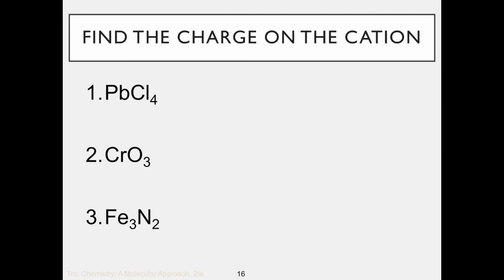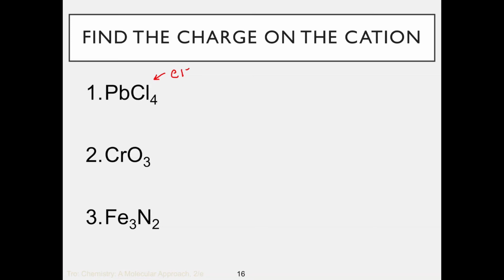Okay, for this first one, we have lead and chlorine. We know the charge on chlorine is a -1. Chlorine is always going to be Cl-, but lead is one of them that has 2 different transition states. So lead can either be a 2 plus or a 4 plus. And so we have to figure out which one of the leads we have.